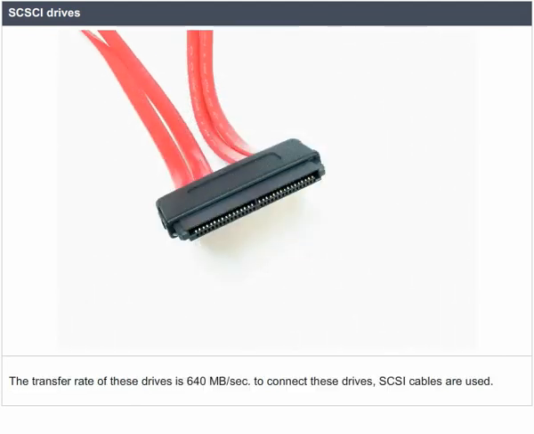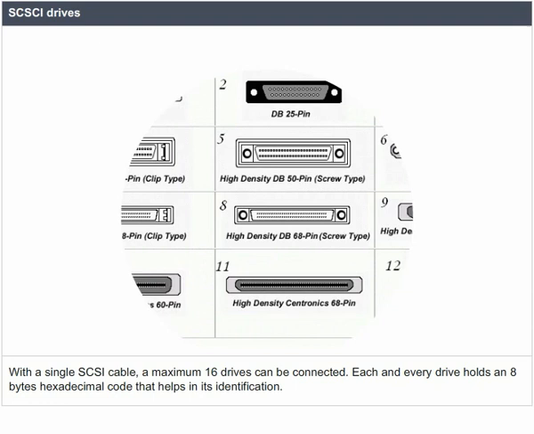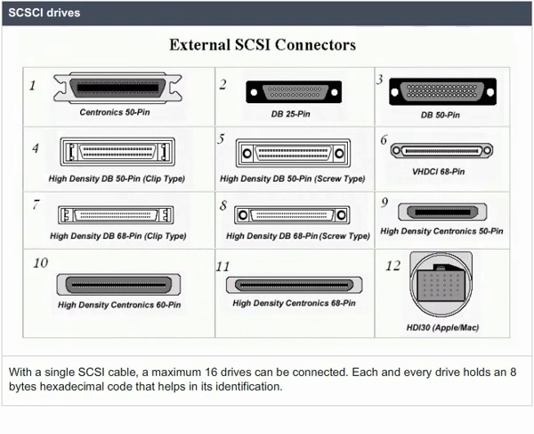The transfer rate of these drives is 640 MB per second. To connect these drives, SCSI cables are used. With a single SCSI cable, a maximum of 16 drives can be connected. Each and every drive holds an 8-bit hexadecimal code that helps in its identification.